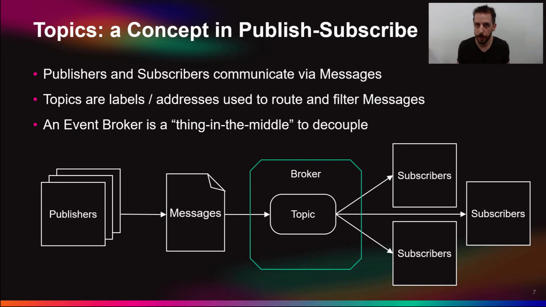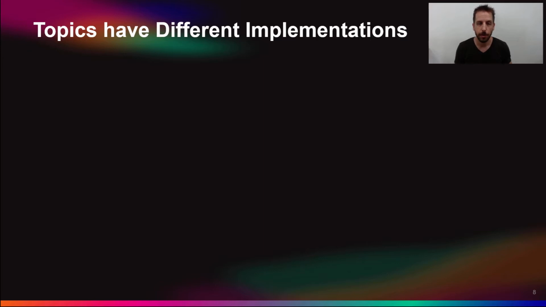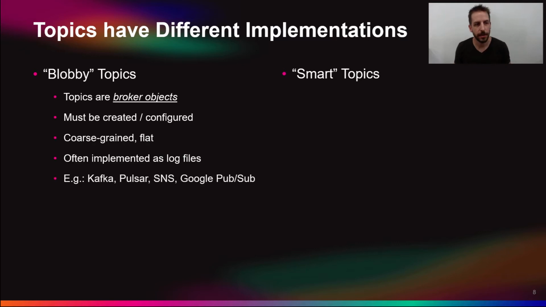So getting into topics, how topics are actually implemented is left up to the publish-subscribe system. So I've made two broad categories here for how topics are actually implemented. For lack of a better name, I call one blobby topics, and the other I'm going to call smart topics. They're a little bit different in these senses. Blobby topics, I would say, are broker-centric objects. You configure them on a broker, you create them on a broker. They exist somewhere on the broker.